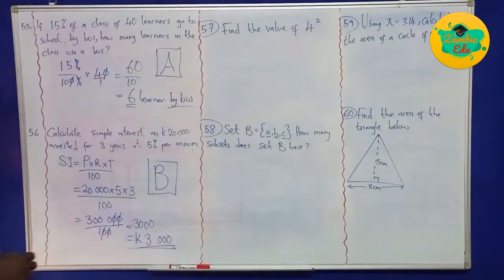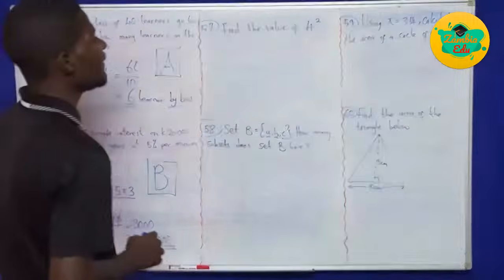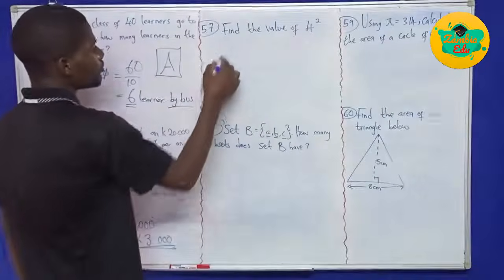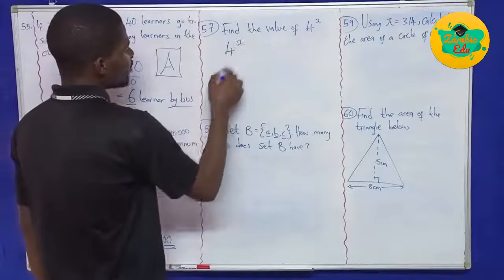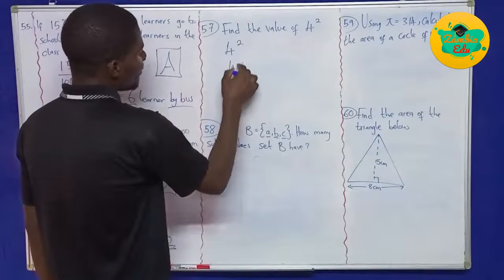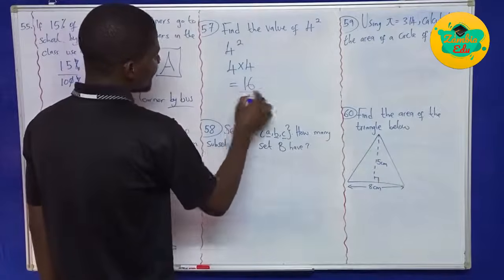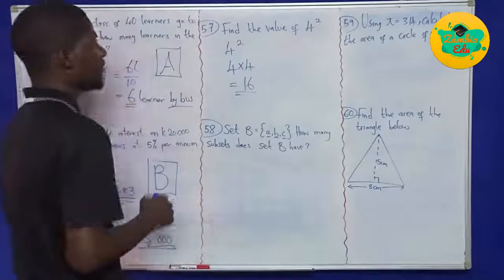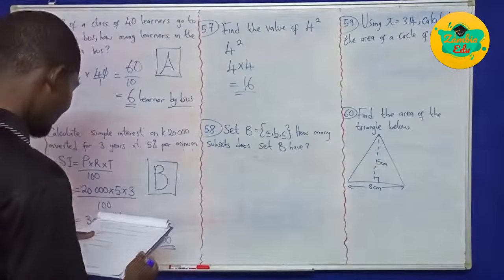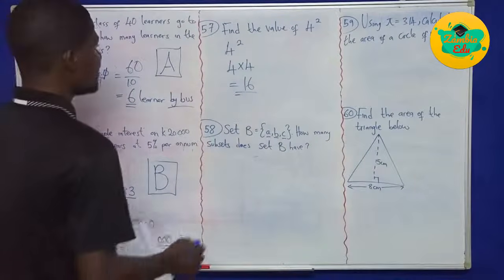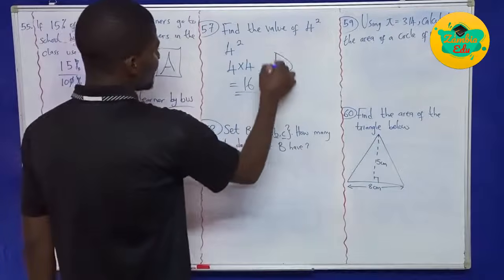We go to question 57, which says find the value of 4 to the power 2. 4 to the power 2, we're looking at 4 times 4, which gives us 16 as the value of 4 to the power 2, and 16 came as option D for 57, option D.